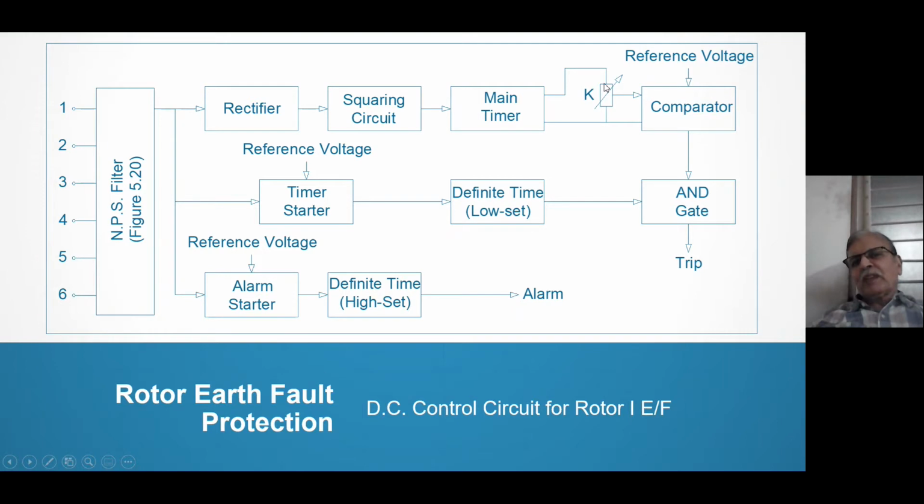So you can set it. If I2 squared T exceeds K, only then will the output come. And when the output comes, it is compared with a reference voltage once again. That means the negative phase sequence current must still be there. If by this time the negative phase sequence current is gone, then there is no need of trip. So it is once again compared with the reference voltage, and from here the definite time, after a certain time, we are coming. So the comparator should give output and the time should have elapsed. Then only the AND gate will give a trip signal.